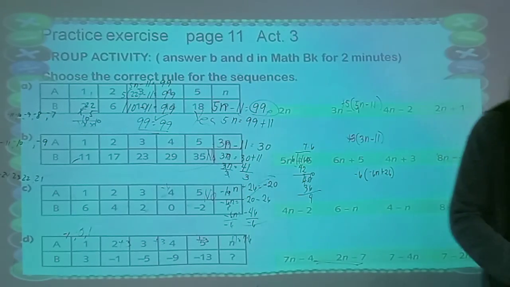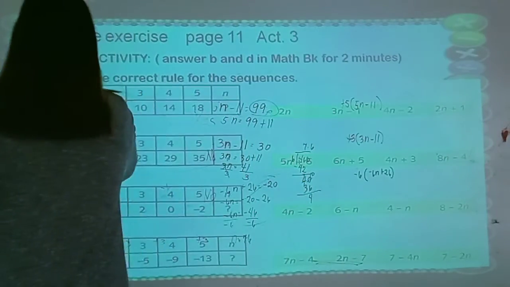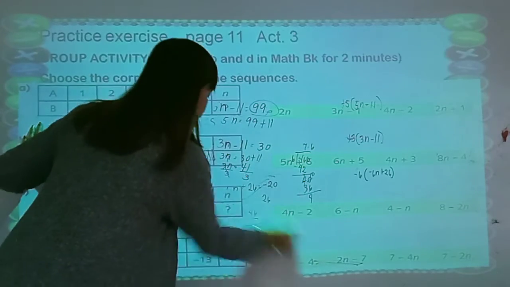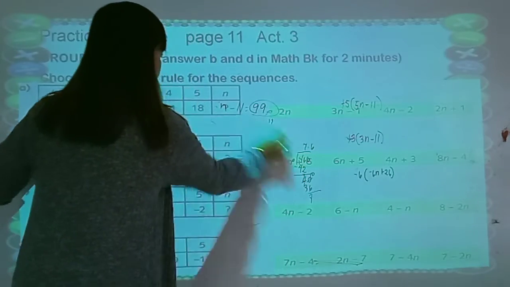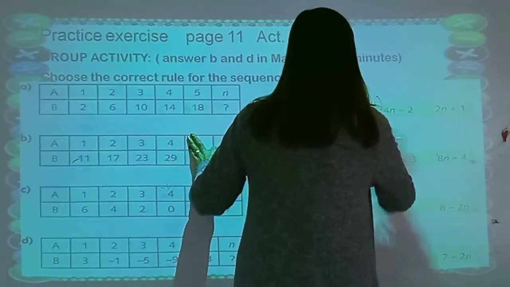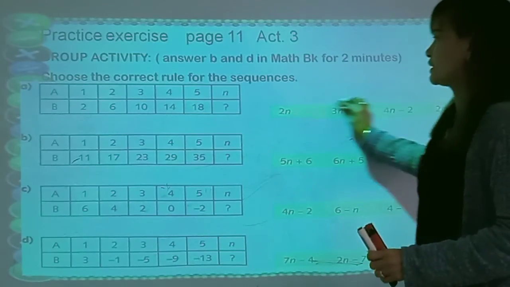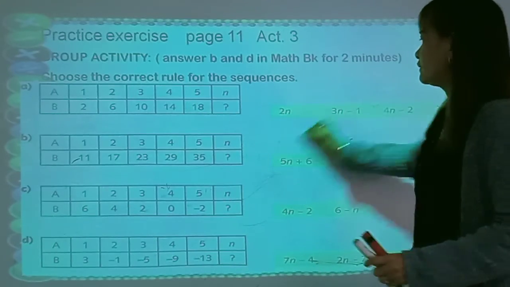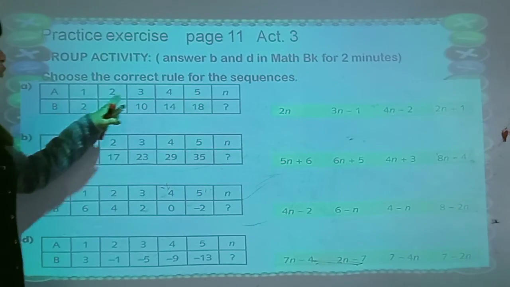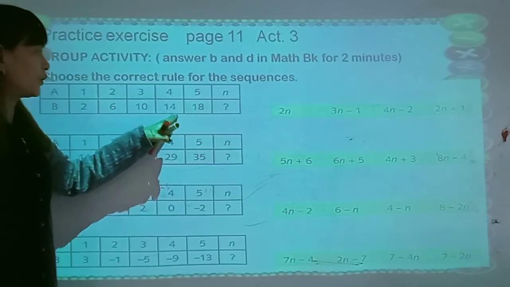Let us proceed to activity number 3. In activity number 3, choose the correct rule for these sequences. So we are going to find the rule. A is 1, 2, 3, 4, 5, and then n. And B is 2, 6, 10, 14, 18.